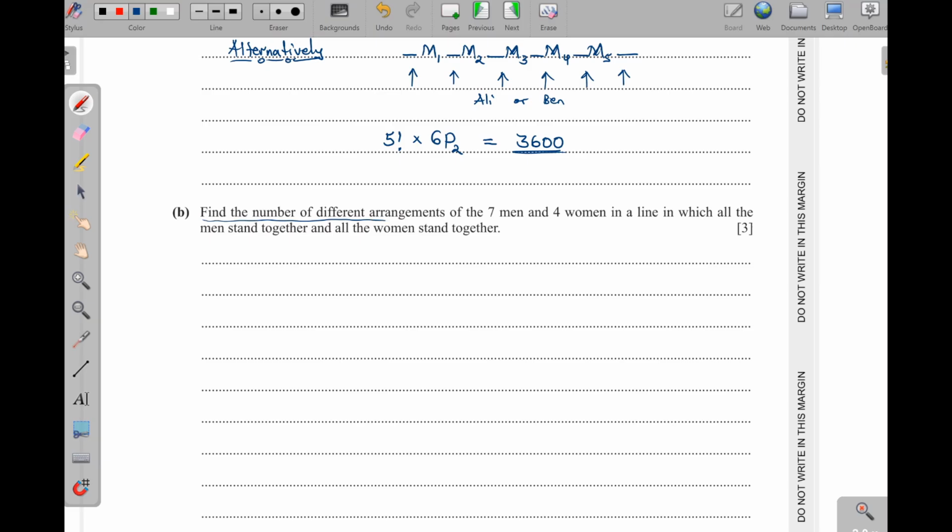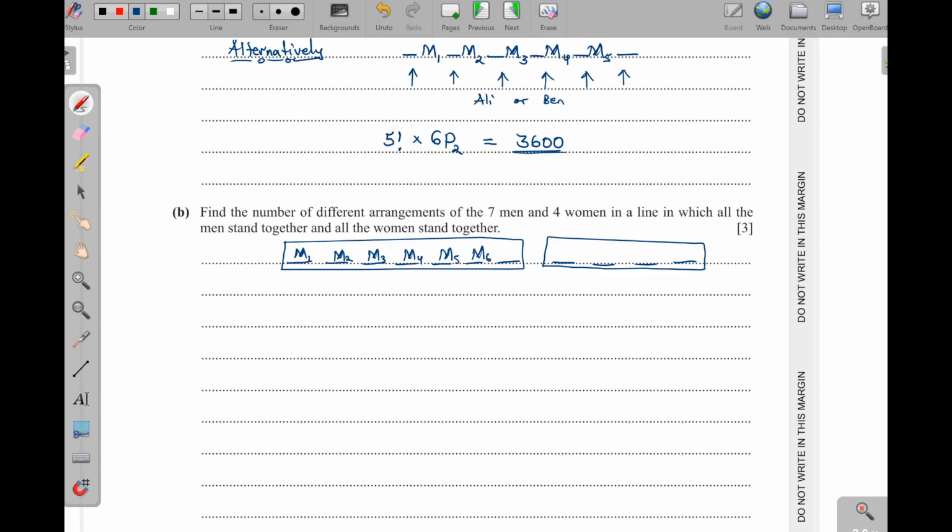Then part B: find the number of different arrangements of the 7 men and 4 women in a line in which all men stand together and all women stand together. That means here I'm going to have 2 groups. I have a group of men. How many are they? They are 7: 1, 2, 3, 4, 5, 6, 7. Then women, 1, 2, 3, 4. So I have this group of women, and then I have a group of men.